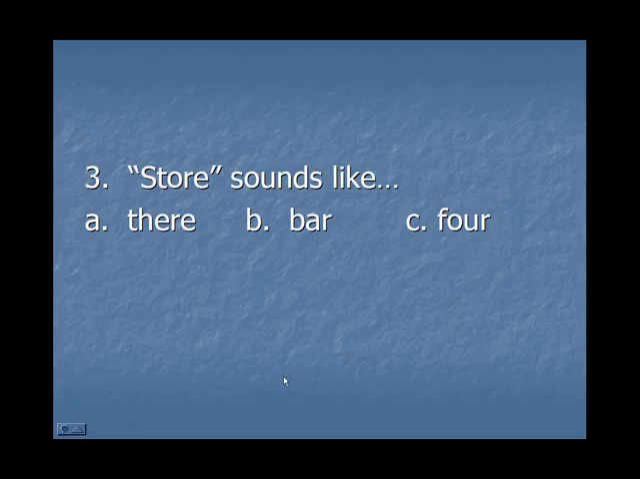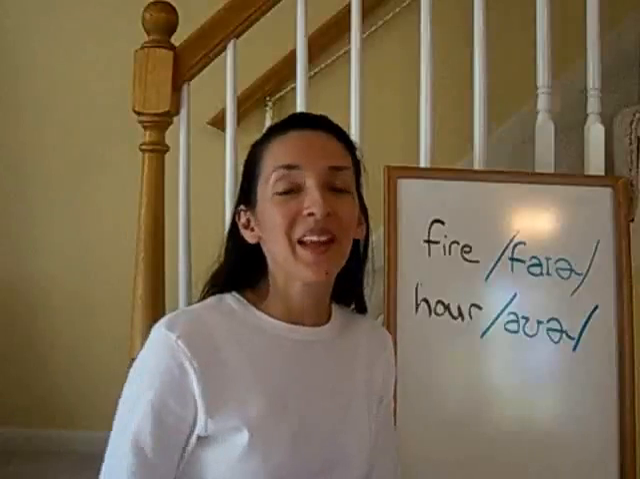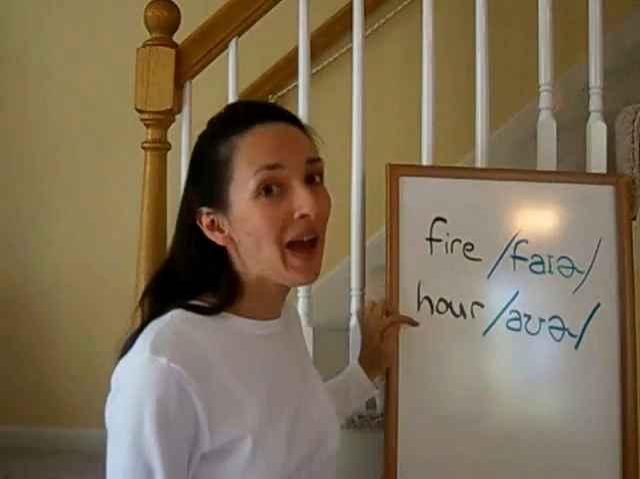3. Store sounds like A. There, B. Bar, C. For. Answer: for. Store, for. 4. Pear sounds like A. Hair, B. Art, C. Beer. Answer: hair. Pear, hair.